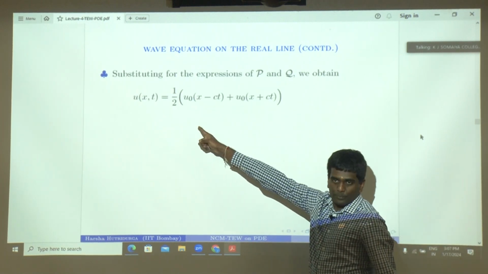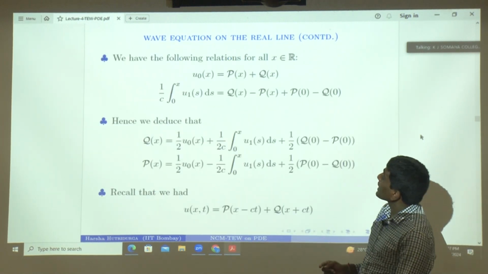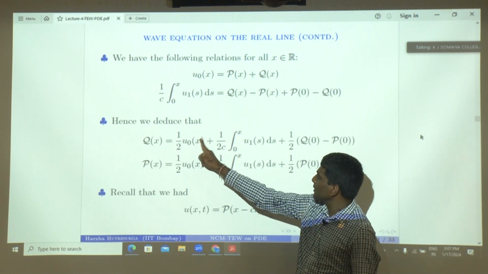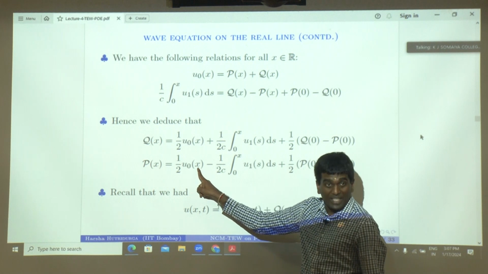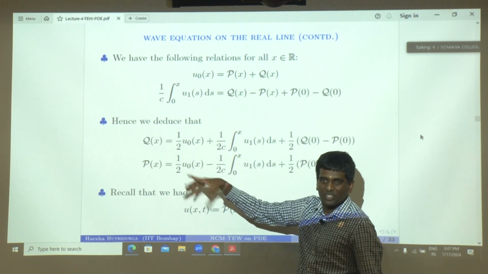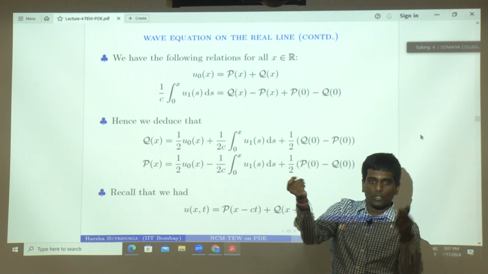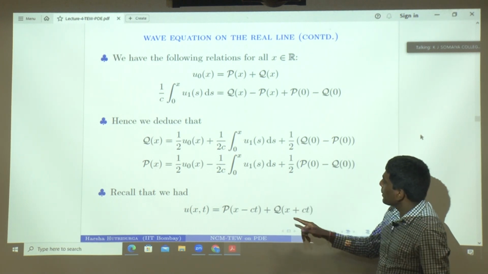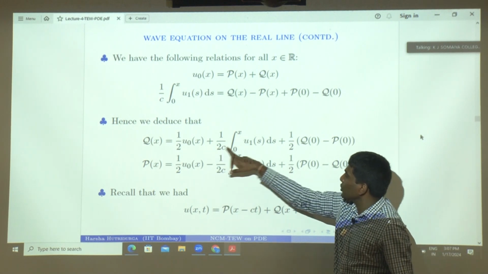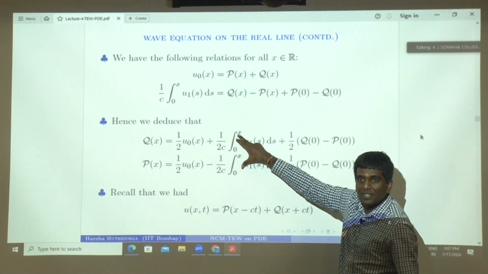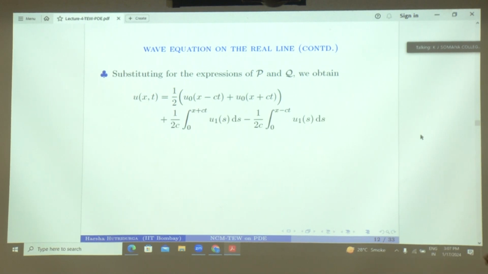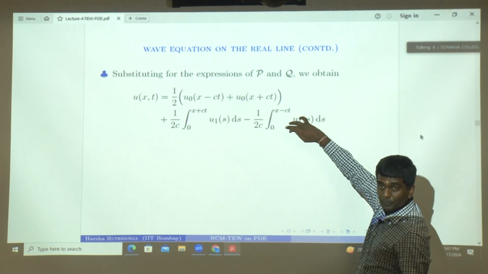First you get this. The terms involving u naught of x: this q should be evaluated at x plus ct and p is evaluated at x minus ct, and you are summing them. So there is a 1/2 next to them. So you are essentially averaging the value of u naught at 2 points. Now here p is evaluated at x minus ct and q is evaluated at x plus ct, and you are summing them. I think I have explained the details here. So you get it here.